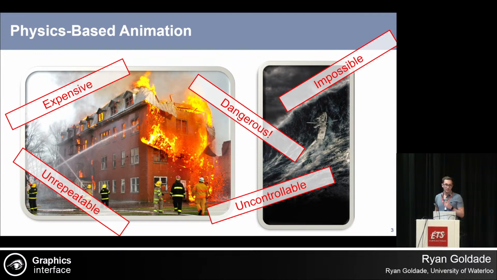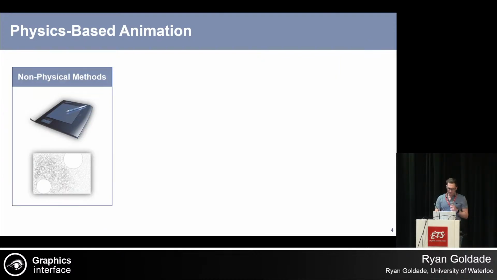The challenge with doing this practically is that it's probably expensive. It's likely unrepeatable. You're not going to build another building and burn it, which also means it's uncontrollable because you can't redo it with flames in a slightly different place. It's obviously dangerous, and in the case of the storm here, it may not even be possible to do. Right, so how might we do this?